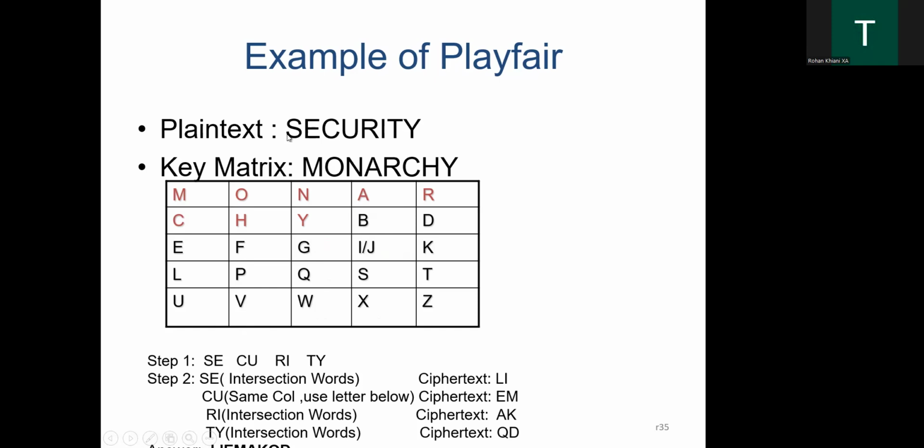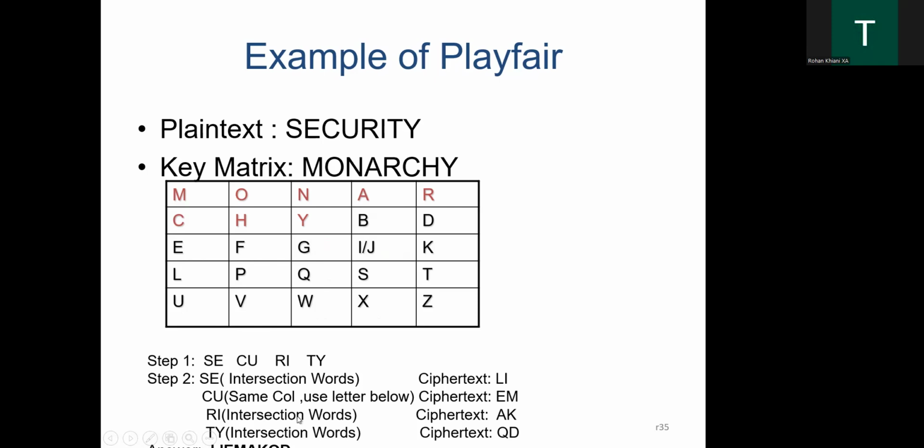Now we will check the position of these characters. If we check the first two characters S and E, they are not in the same row, nor in the same column. So we will simply use the characters at the intersection. So L and I will be the answer for the first pair. The second is CU. C and U are lying in the same column, so we will write the characters below them. It will become E, and for U it is M. So EM will be our answer.